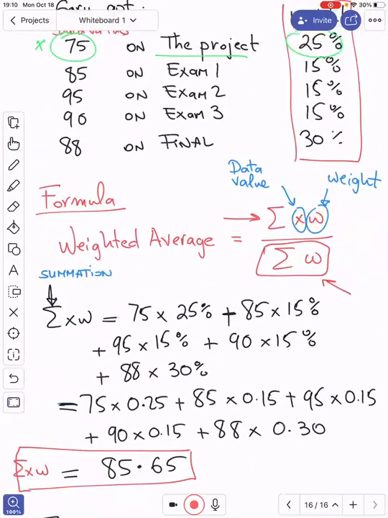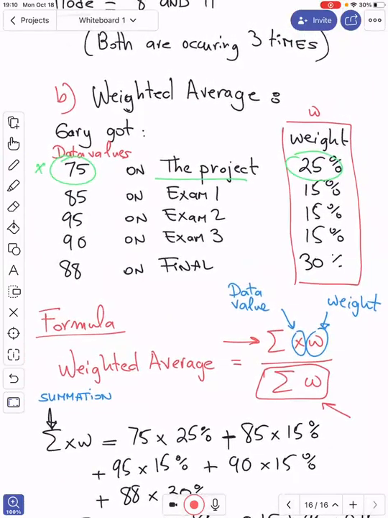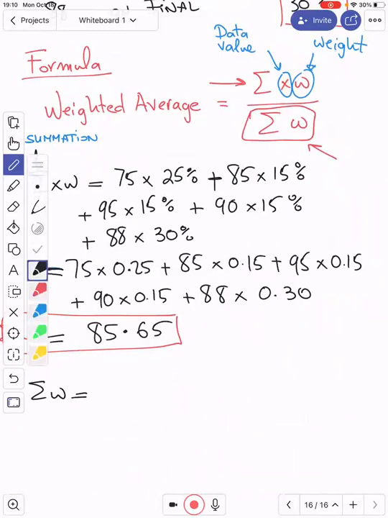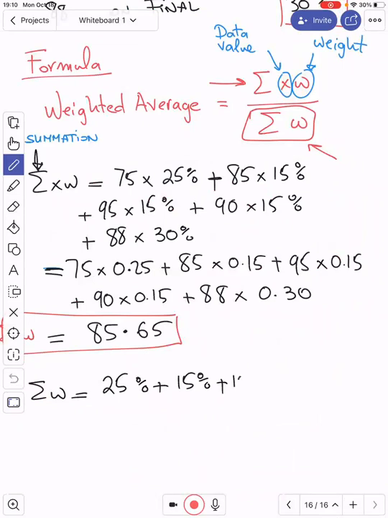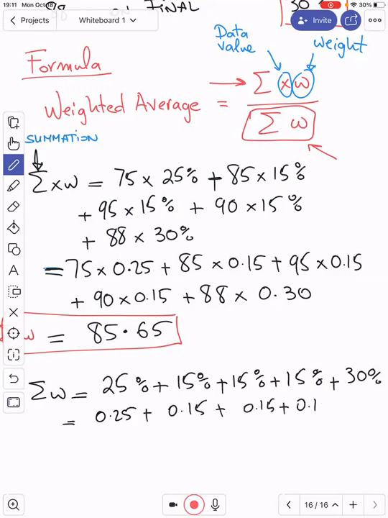The weight of the project is 25%. Now the weight of the first exam is 15%. The weight of the second exam is 15% again. Same for the third exam, and finally the final is 30%. As I said, 25% is just 0.25 plus 0.15 plus 0.15 plus 0.15 plus 0.30. Now the answer would be 1. It's equal to 1.